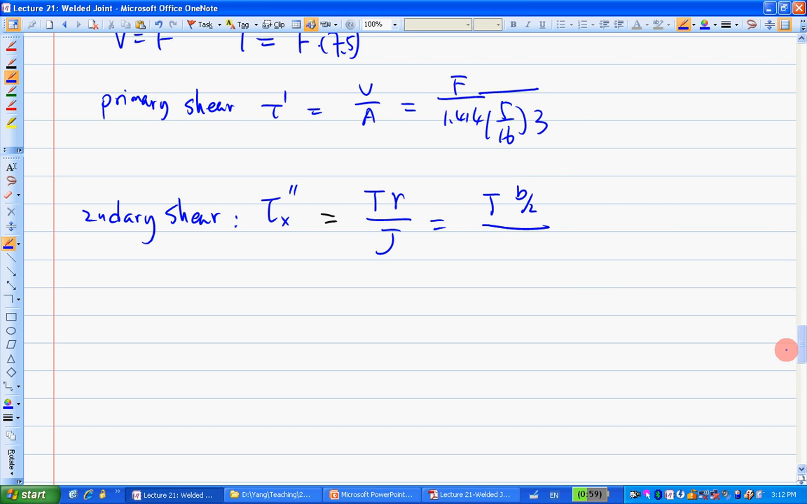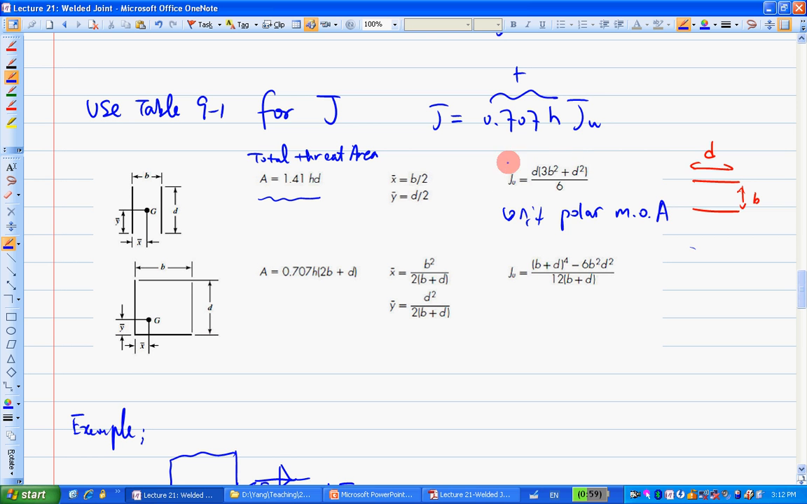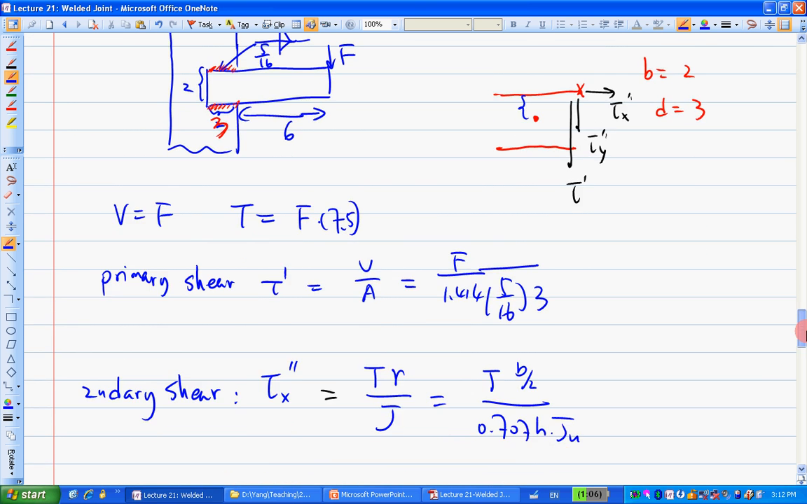Now what is the J? 0.707 h times Ju. And what is Ju? Here. That's how you use the table here, okay? So then in the table here, substitute the D and B property. So D is 3, B is 2. And so you can do a calculation yourself, right?